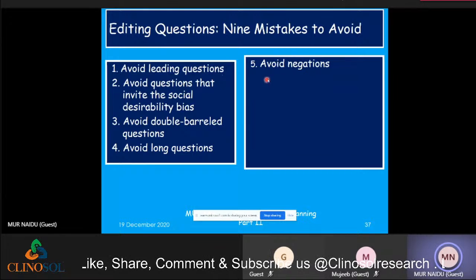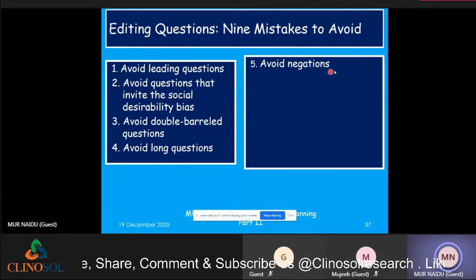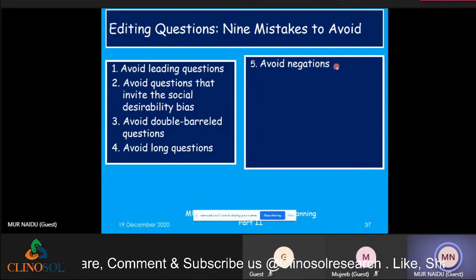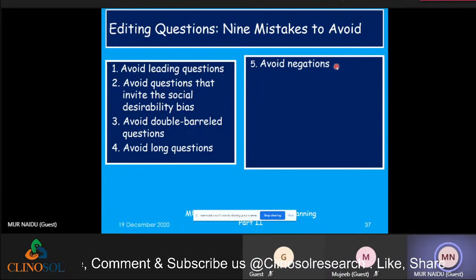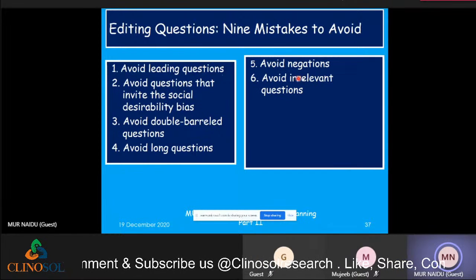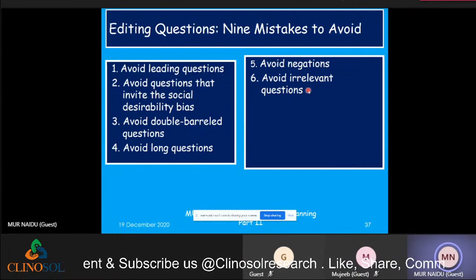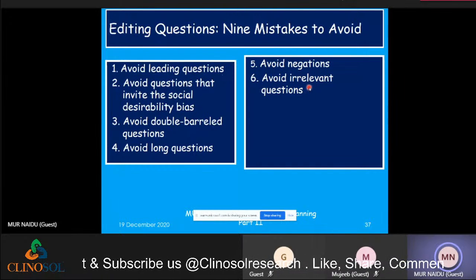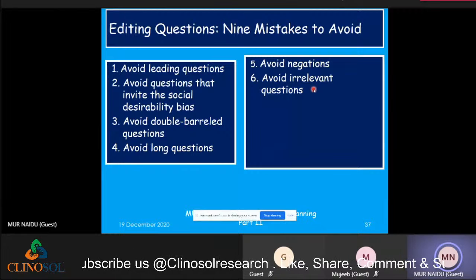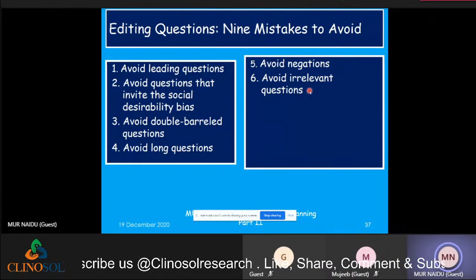The fifth one is never to use anything with a negation. Negative questions should not be put. Always put a positive question. Think positively. Never put any question which is absolutely irrelevant for the study you are doing. It should be totally relevant and it should be useful for analysis.